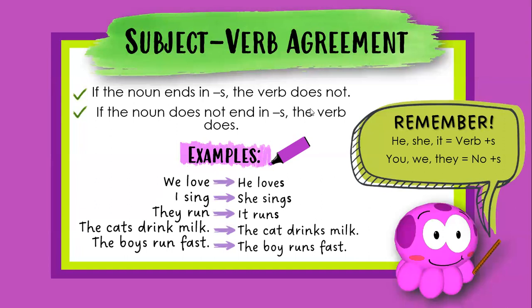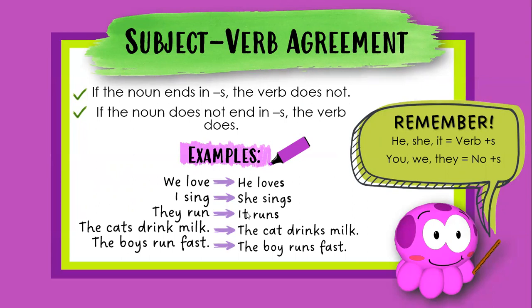So let me show you some examples to make it a little bit simpler. Some of the pronouns first, and then some of the common nouns. So we love, so we means no S. It's not we loves. He loves, he, she, it. Yes, we do add an S. I sing, okay? The I is going to be here. I, you, we, they. She sings. So we add an S whenever we use he, she, or it.